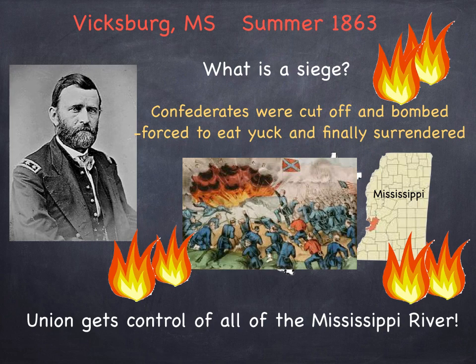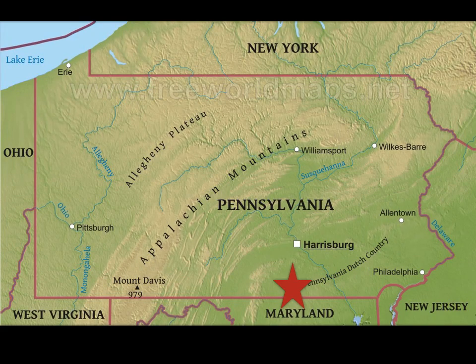At the same time, another key important battle is happening in Pennsylvania. So Vicksburg is in Mississippi. Gettysburg is in Pennsylvania, the two burgs. So where the star is, you can see almost on the border of Pennsylvania and Maryland is Gettysburg.